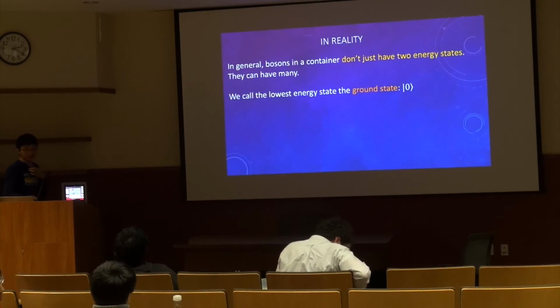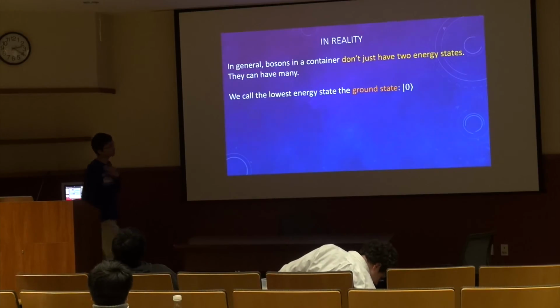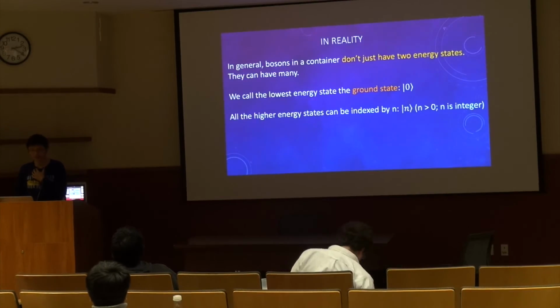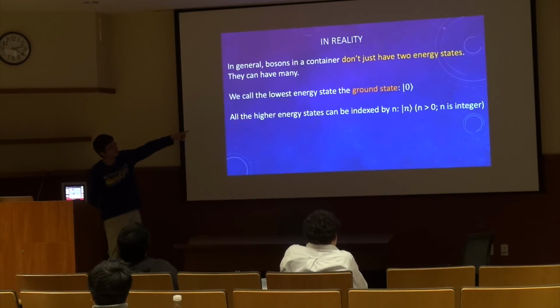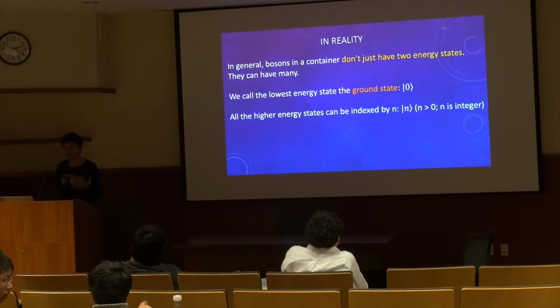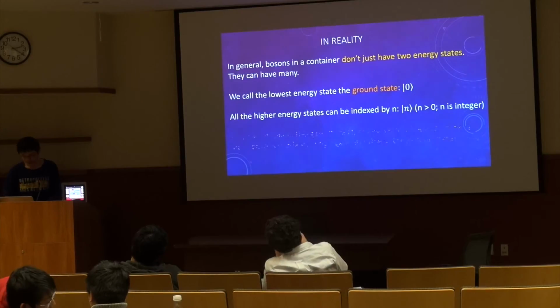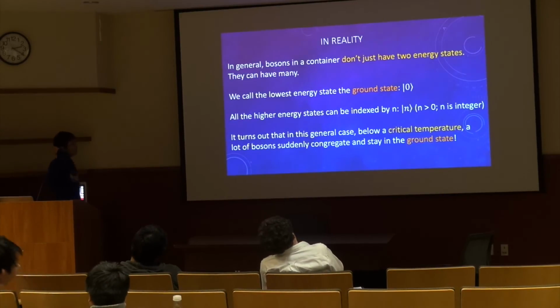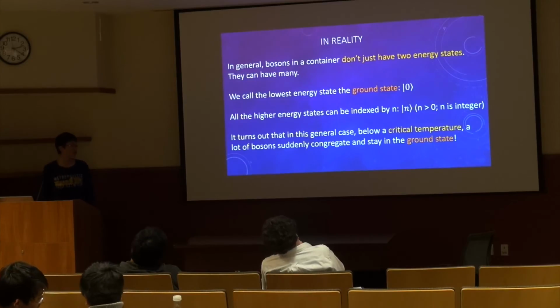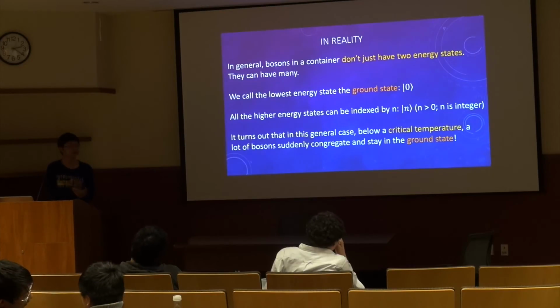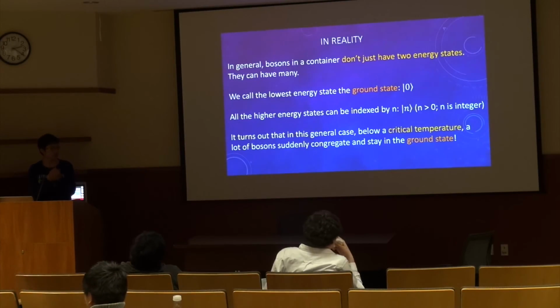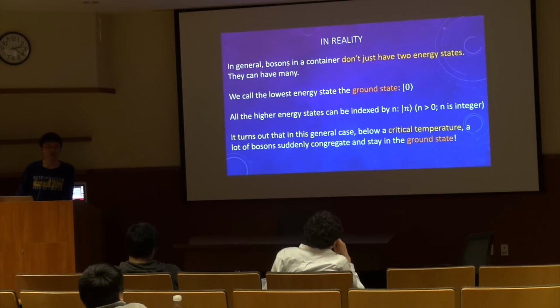So in that general case, we'll define the lowest energy state to be the ground state, which is 0, and then all the higher energy states can be indexed by number n. Notice that the energy is not really proportional to the number; this is just a way of indexing it. It turns out that if you do a more general calculation, below a certain critical temperature, a lot of bosons will suddenly congregate and stay in the ground state. As we saw earlier, the lowest energy state is the ground state, so basically all of the bosons will be in the ground state. That's a very strange type of phenomenon, and that never happens at regular temperature and without the help of quantum mechanics.